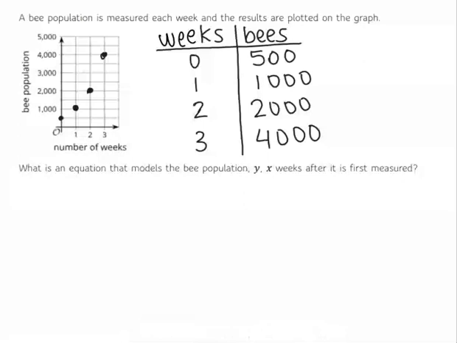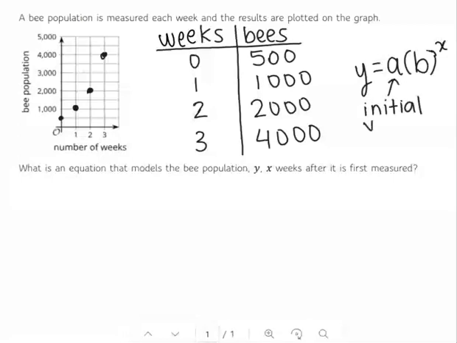This situation is exponential. So we are going to need to write an exponential equation, and the basic format of an exponential equation is y equals a times b to the power of x, where a is the initial value and b is the growth factor, or what we are multiplying by, in this case each week.